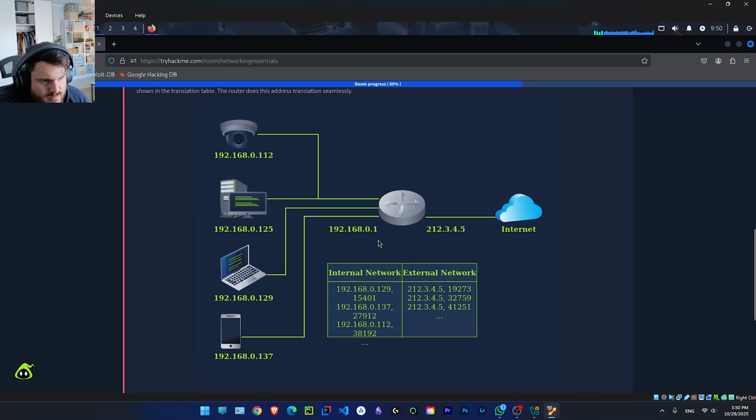So this is the router, this is the internet, and these are our devices and their addresses respectively. So we have the internal network for all of these, and we have the external network for this. What happens after the router? Between the router and the internet, everything is external. But all the devices and the router are internal.